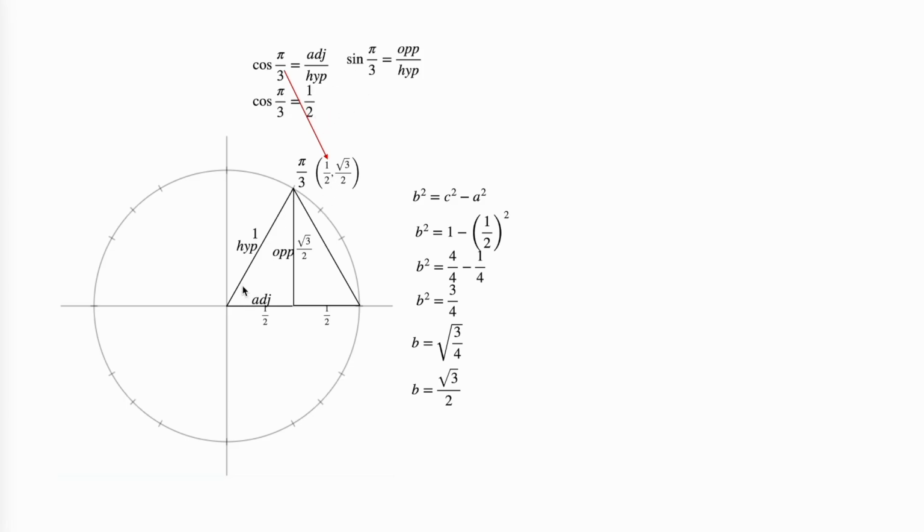If we're talking about the sine, we're talking about the opposite over the hypotenuse. The sine of pi over 3 is the opposite over hypotenuse for this angle. So the opposite is root 3 over 2 divided by 1, which is root 3 over 2. The sine of pi over 3 is root 3 over 2. The x-coordinate is always cosine of the angle. The y-coordinate is always sine of the angle for the unit circle.